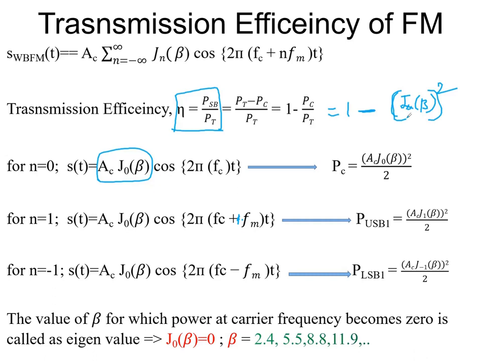Means at these eigenvalues, what is happening to the transmission efficiency? Transmission efficiency is becoming 100%, or the total power whatever you are transmitting is going through only the sidebands. Means your carrier is not carrying any power. That's why these kinds of values are called eigenvalues, and certain values of beta are given here. Those are 2.4, 5.5, 8.8, 11.9. These are all the modulation index values for which your J0(beta), means your power at carrier frequency, is becoming 0, or the power content at the carrier frequency is 0. These are called eigenvalues.